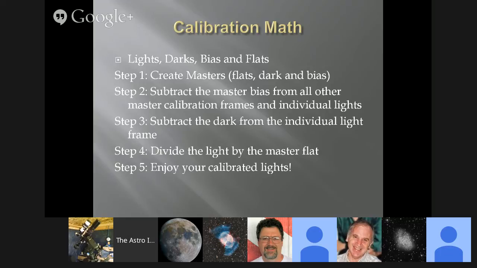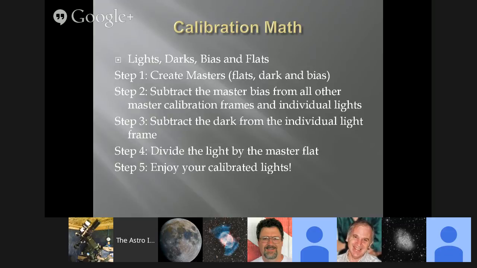So you've created your masters. At this point, you want to subtract the master bias from all of the other master calibration frames and the individual lights. The bias frame is the read noise. The bias frame contains possibly all of the fixed pattern noise, or hopefully a good reading on the fixed pattern noise so you can take care of it right now, right off the bat. You remove it from your lights, your darks, and your flats. So keep that in mind.